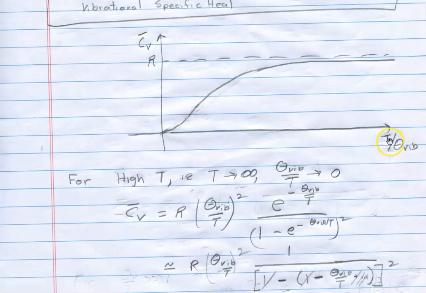I'm plotting it versus this reduced temperature. That's the temperature of the system divided by the characteristic vibrational temperature. If you look at it, it has some nice limits, namely at T equal to 0, it is 0, so it goes through the origin here. That's pretty easy to compute. But the other one, as T gets very, very large, at high temperatures, it goes to this constant R. And we can see that at high temperature, T goes to infinity, but this theta vibration over T is getting very small, so it's going towards 0.